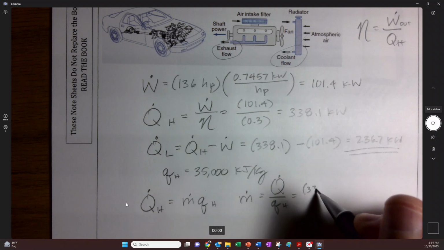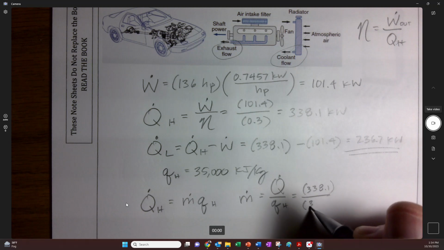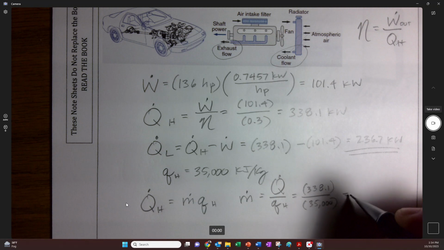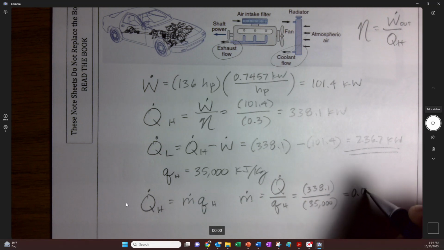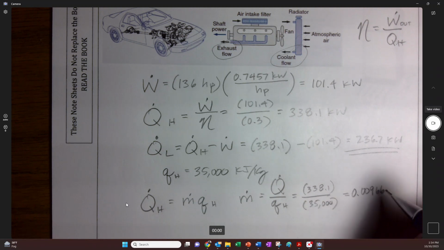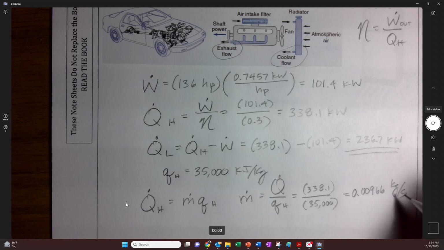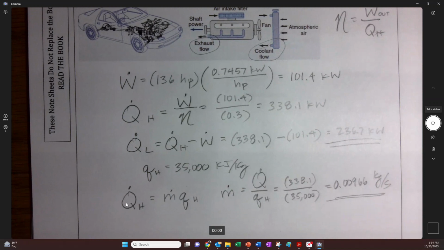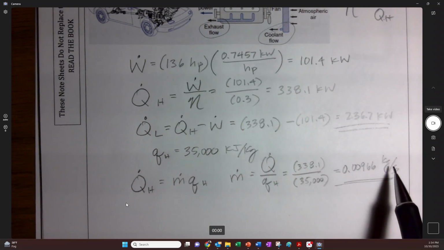So 338.1 divided by 35,000 is going to be equal to 0.00966 kilograms per second. And so that's the answer that they're generating. But I'm all like, so what? I don't know how much a kilogram per second is. Is that a lot? Is that a little bit?